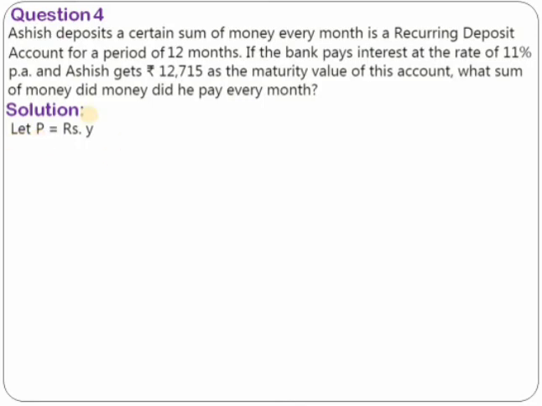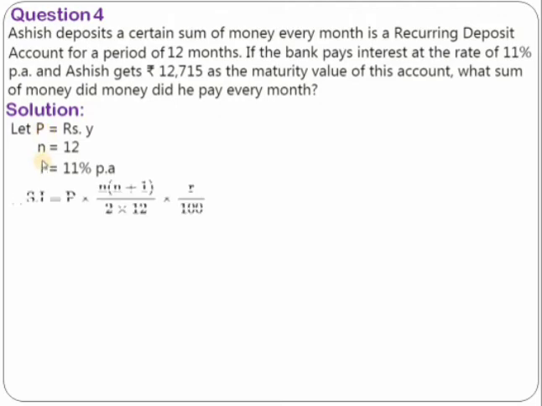Okay, so I am taking P, the monthly installment, to be rupees Y. And what are the things given to us? Number of months is given as 12 and rate is given to be 11% per annum. Now we have got P, we have N and we have R. So let's find the simple interest using this formula. So P is Y, N is 12, R is 11.